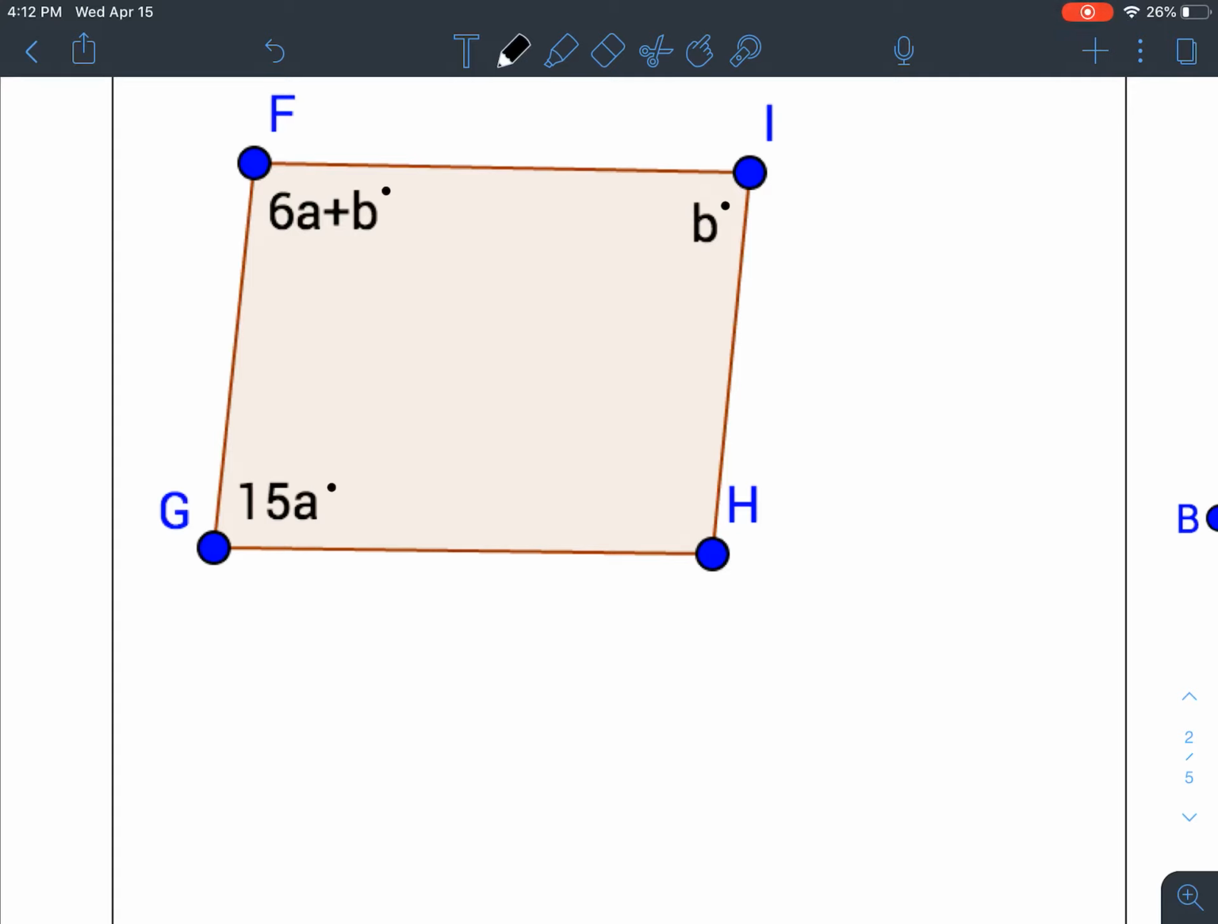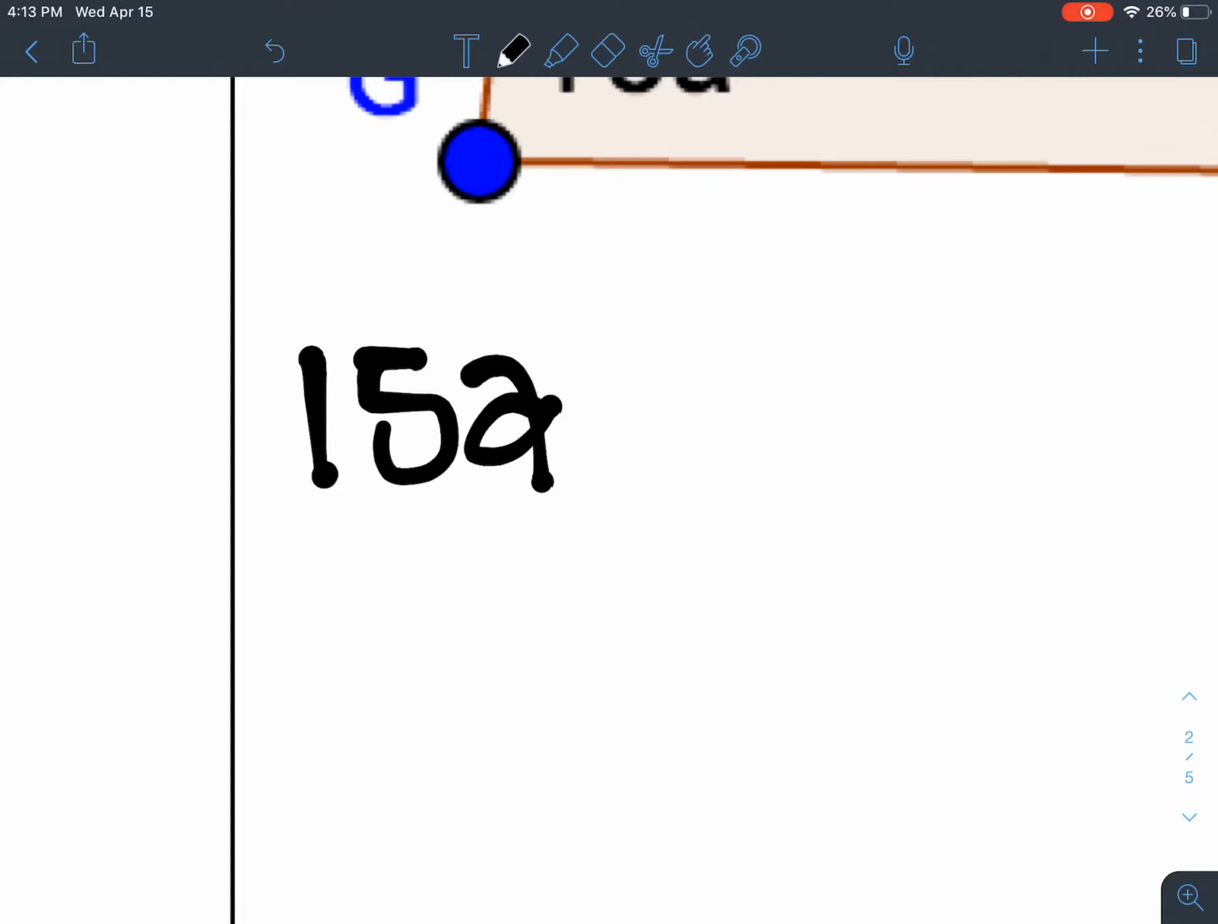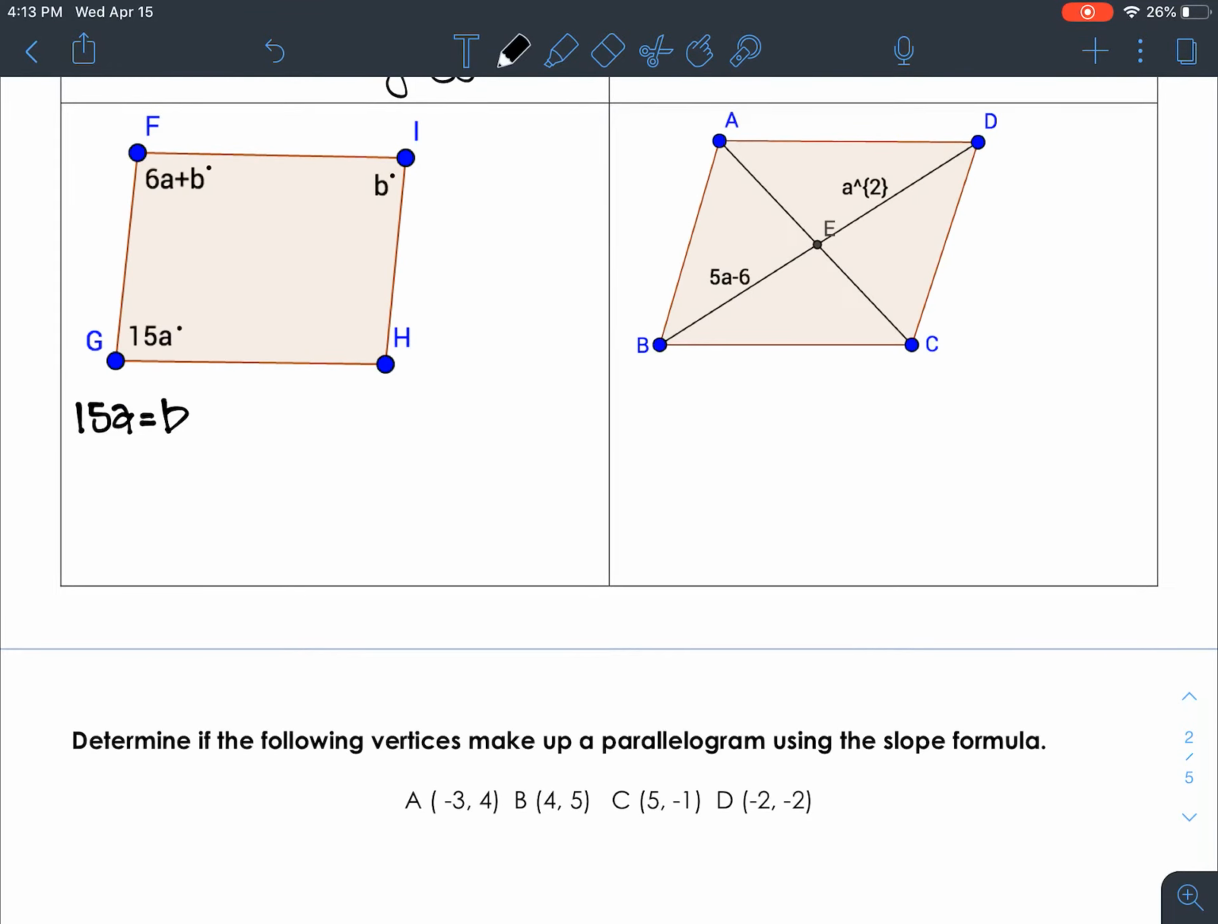So if you look at this prompt real quick, guys, what do we know about the angles? Well, we know opposite angles are congruent, but we also know that same side interior angles are supplementary, or consecutive angles are supplementary. So I'm going to look at my opposite angles, and I'm going to look at the 15A and the B. And I'm going to set those equal to one another because I know that they do have to be equal. So I'm going to do 15A is equal to B. And what we can see is that is not helpful for us. That leads us to nowhere.